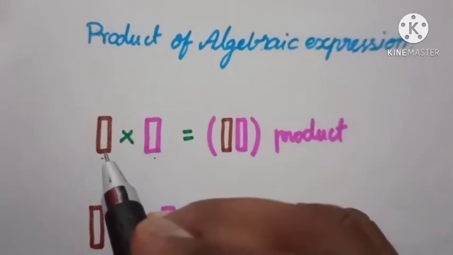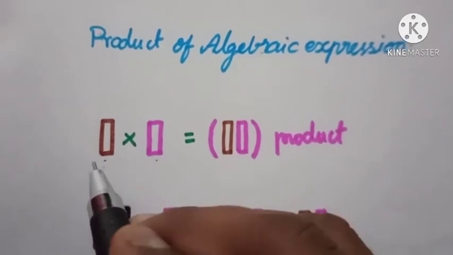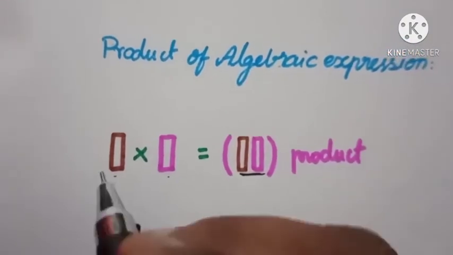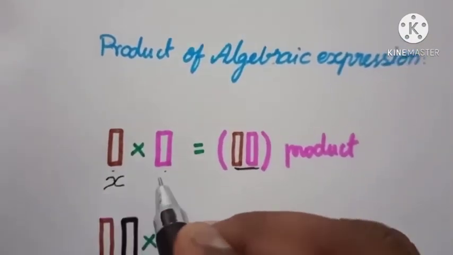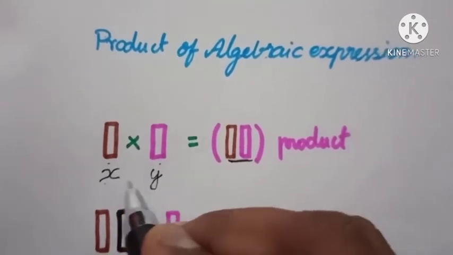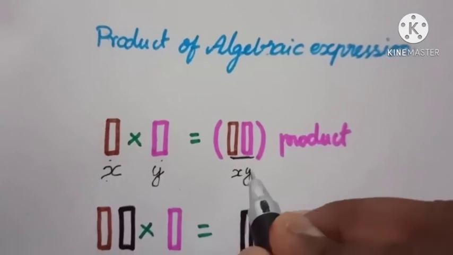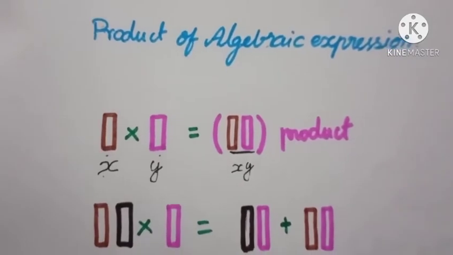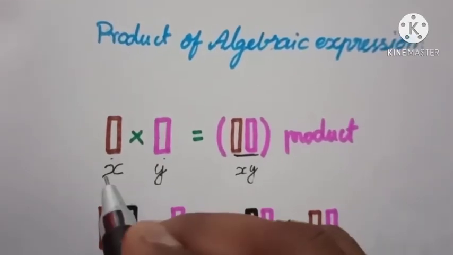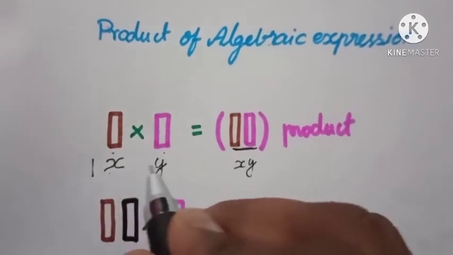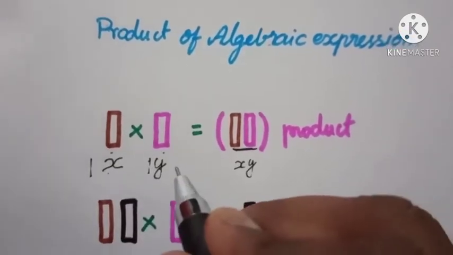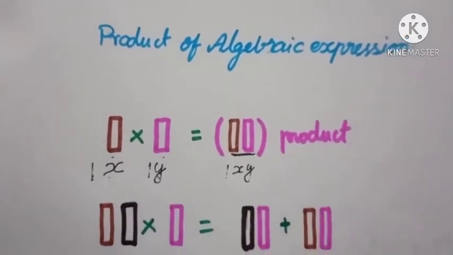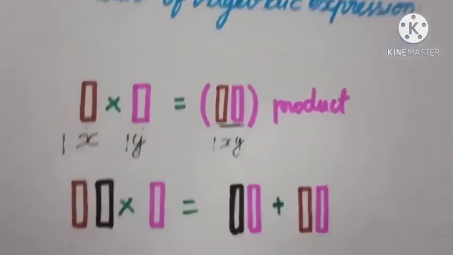For example, you can see it's brown and pink. If you multiply, you get a value like this by the product of brown and pink. For example, if I take this as x and this one as y, now you can take x into y, it becomes xy. So x is one variable, y is another different variable. In multiplication, you just multiply. The coefficient of x is 1, and here also 1. So first you concentrate on the numbers: 1 into 1, 1. x into y, xy. Likewise.